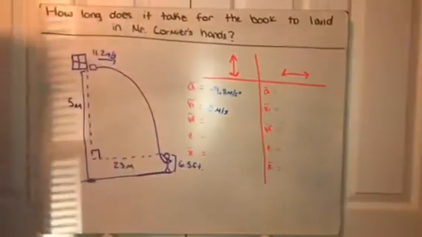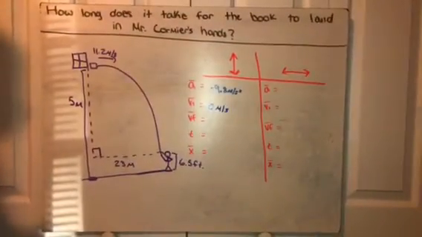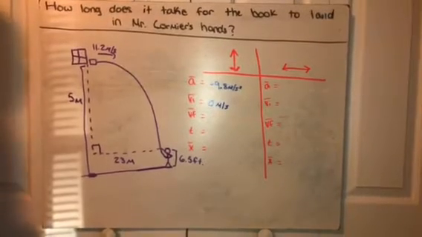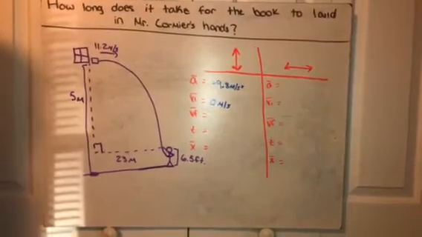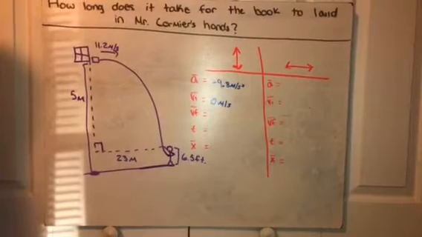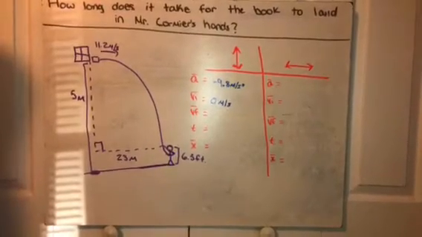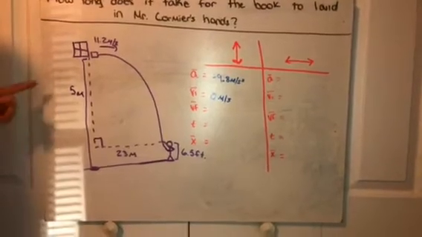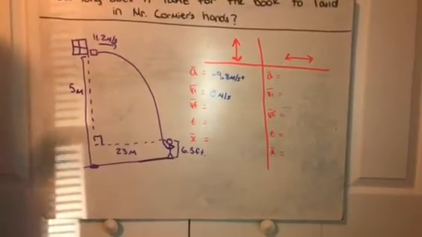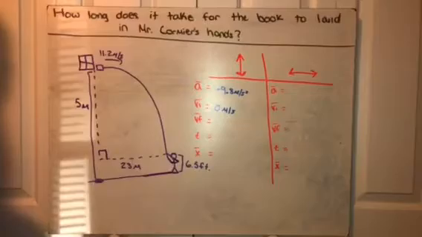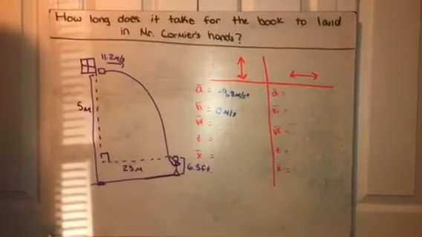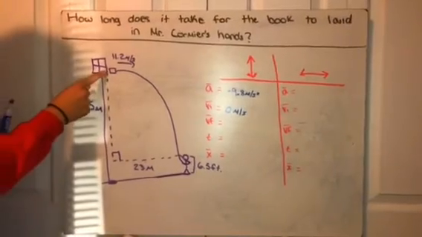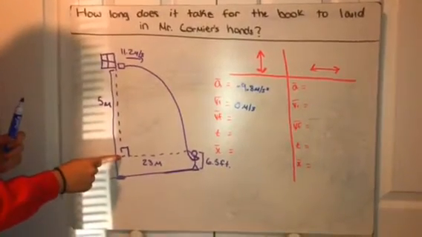This is because in our problem it said I threw the book horizontally, so it didn't have any velocity vertically. We do not know the final velocity without using any math. We do not know the time without using any math. And you may think we know the displacement because we said it's 5 meters. But let's take a look at the question. It says, how long does it take for the book to land in Mr. Cormier's hands? That's the displacement from the top of the window to his hands.